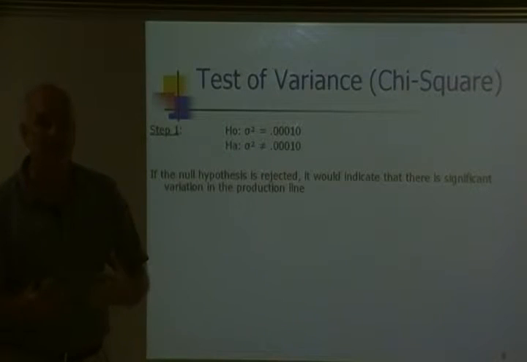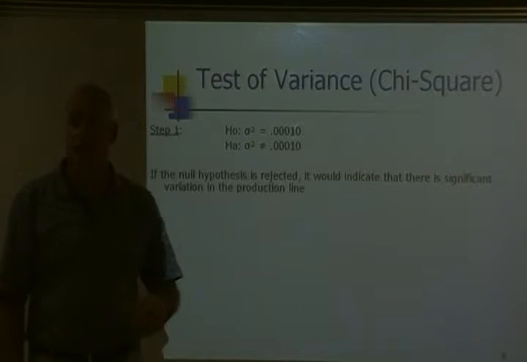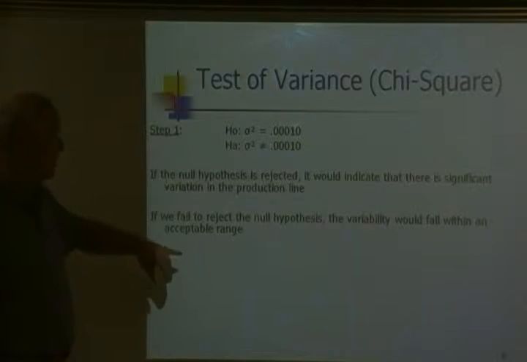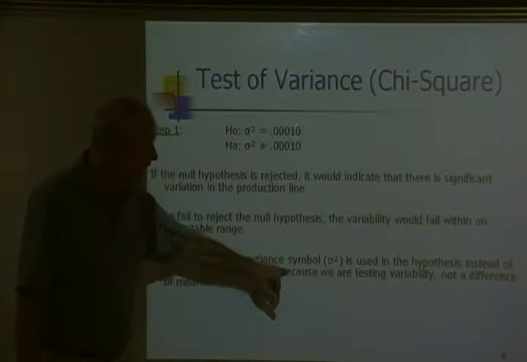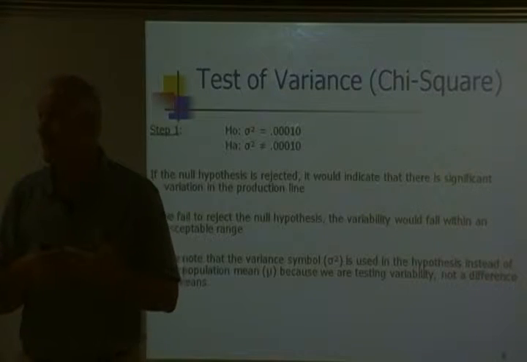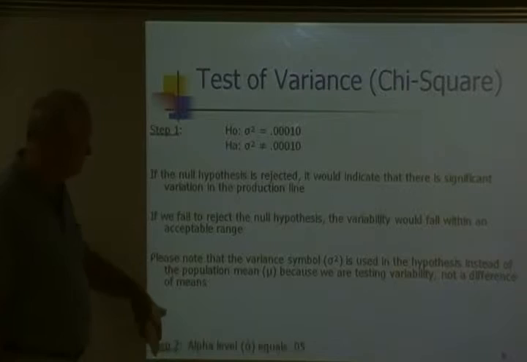If we reject the null hypothesis in favor of the alternative, what we find out now is that there is a significant difference and our line is producing too much variability when compared to the established norm. So if we fail to reject, the variability will fall within an accepted range. The variance symbol is used for hypothesis instead of the mean because we are testing variability and not an average.